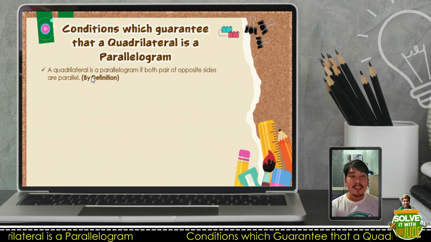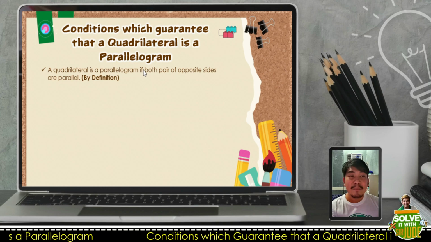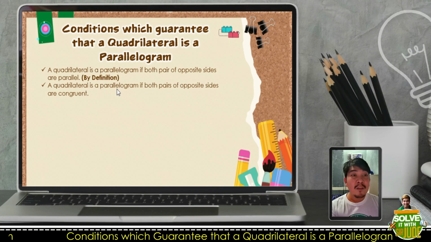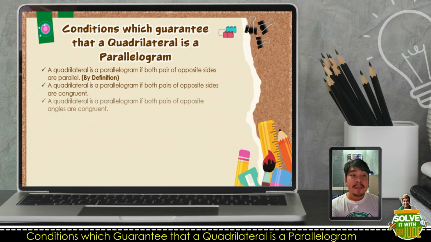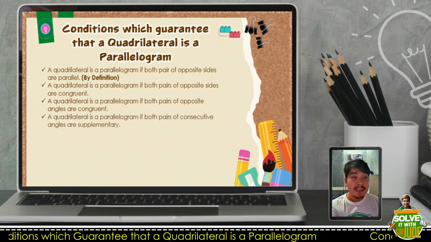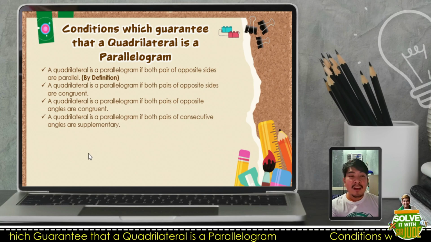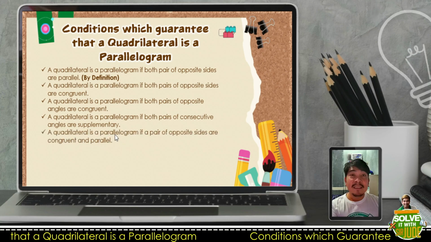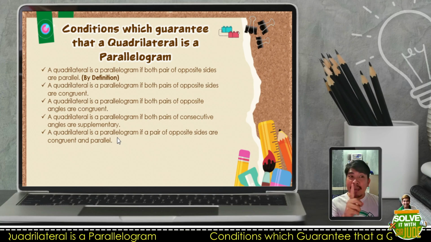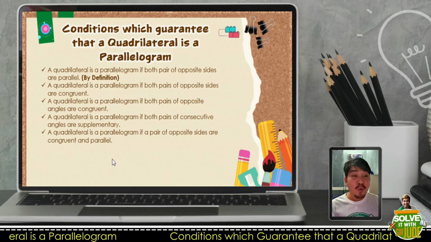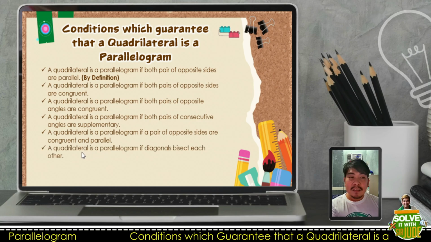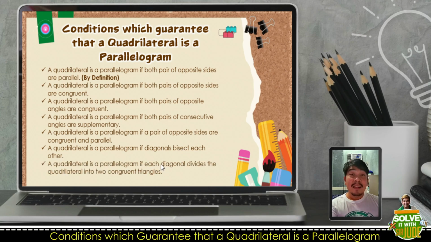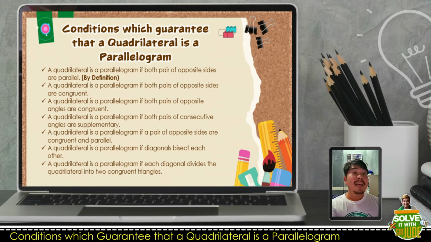Okay, so we now have 6 conditions. The first one is by definition of a parallelogram. A quadrilateral is a parallelogram if both pairs of opposite sides are parallel. Then, a quadrilateral is a parallelogram if both pairs of opposite sides are congruent. Same with opposite angles, pareha silang congruent. And the consecutive angles, they are said to be supplementary. Again, both pairs, parehas na pares. Then, a quadrilateral is a parallelogram if a pair o isang pares lang ng opposite sides pero kailangan congruent at the same time parallel. And then the last two, a quadrilateral is a parallelogram if diagonals bisect each other and each diagonal divides the quadrilateral into two congruent triangles.